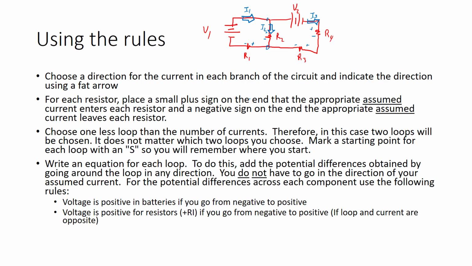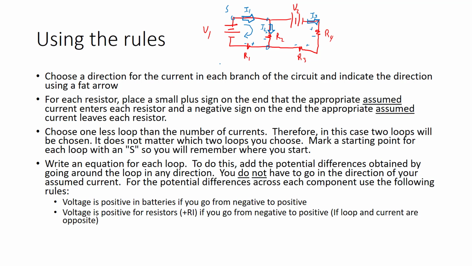Then it says choose one less loop than the number of currents. I have 3 currents, so I need 2 loops. It actually says in this case 2 loops. All right, cool. And I'm going to have starting points. So I'm going to have my starting point for this loop here, and I'm going to use the left loop.